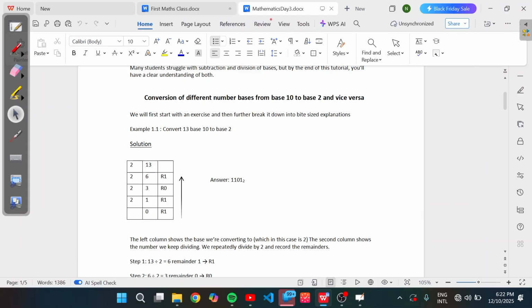And let me actively solve this question, this example rather. So we're asked to convert 13 base 10 to base 2.